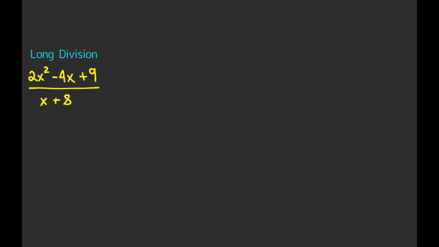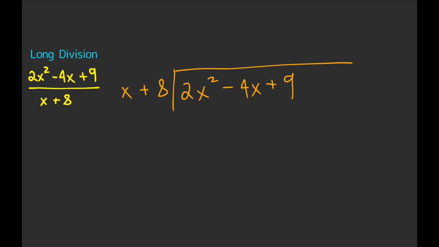Okay, so we are going to do 2x squared minus 4x plus 9 divided by x plus 8. So we're going to start with our bracket, put our dividend inside, put our divisor outside, x plus 8, and then we are going to divide our first term of the dividend by the first term of the divisor. So 2x squared divided by x, which equals 2x.